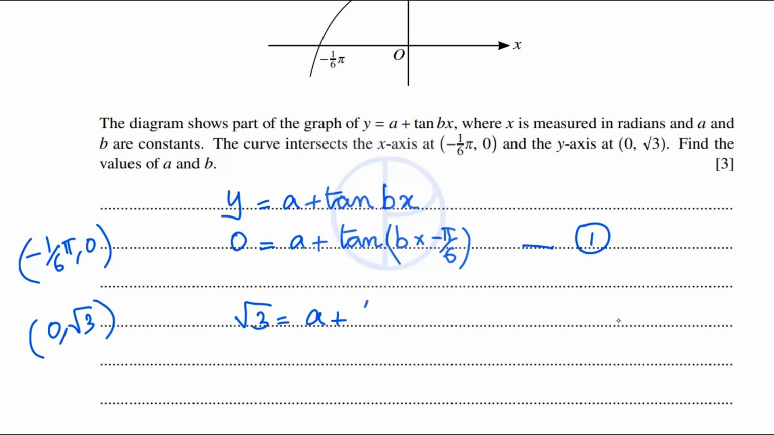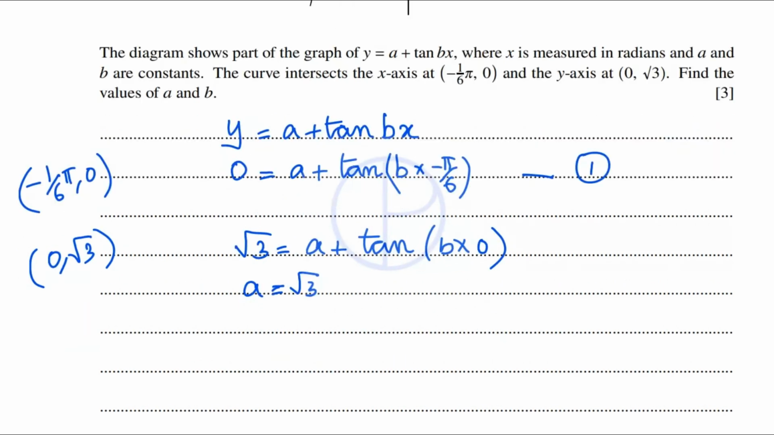A plus tan b multiplied by 0. Tan 0 is 0. So a will be equal to square root of 3. So we got a equal to square root of 3. So substitute in 1.